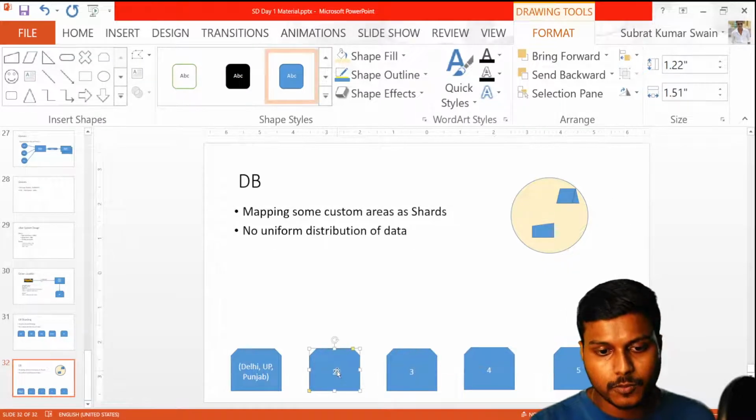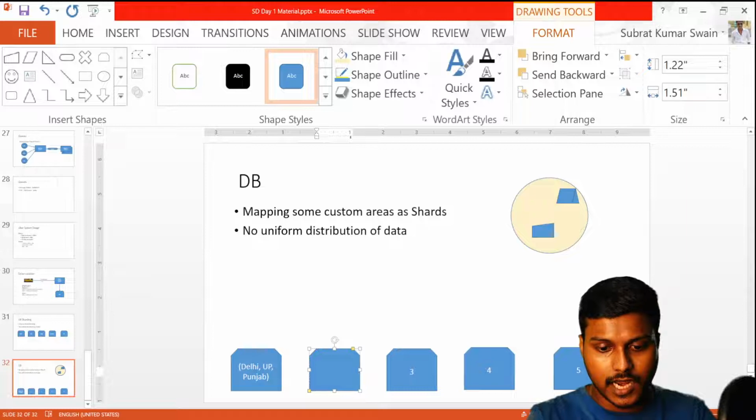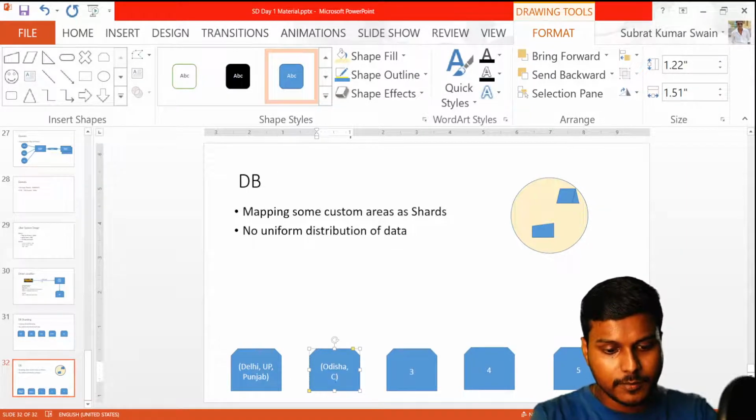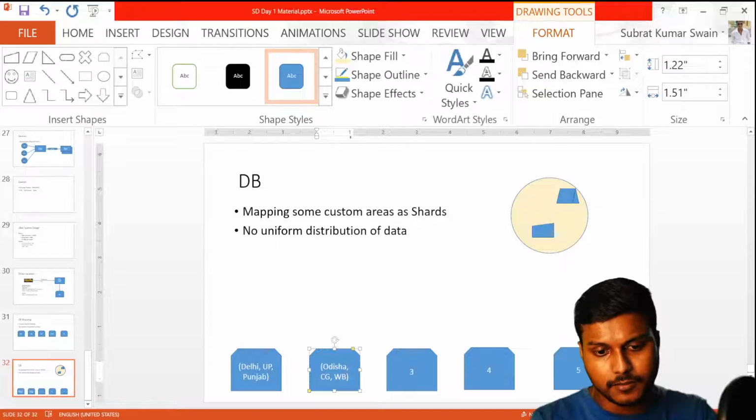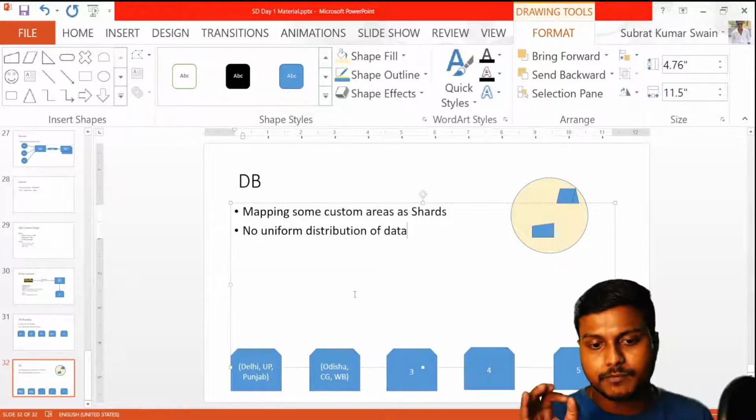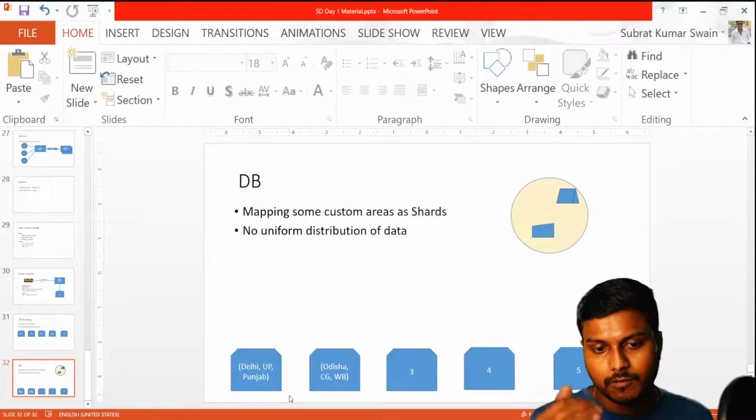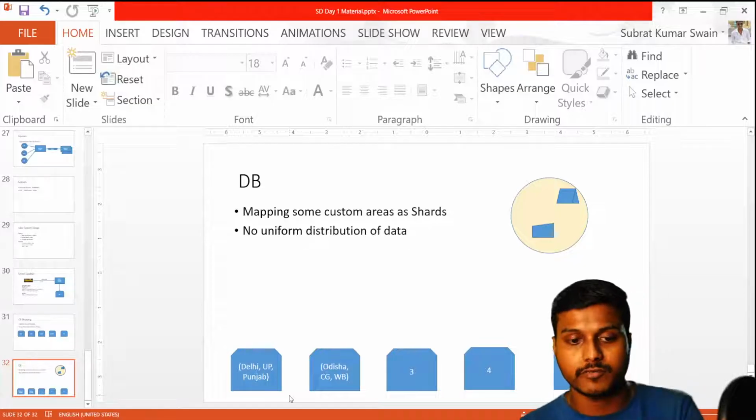Maybe here I have another shard. I am in Odisha, so I'll put Odisha here, maybe Chhattisgarh, maybe West Bengal. So, nearby places. Any user registering from either Odisha or Chhattisgarh or West Bengal.